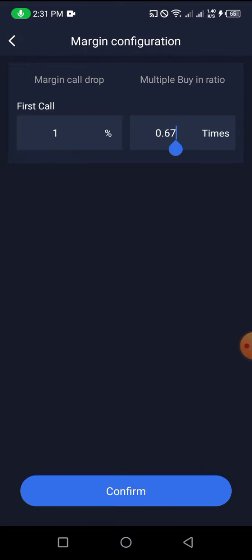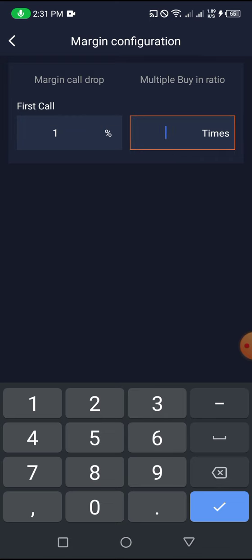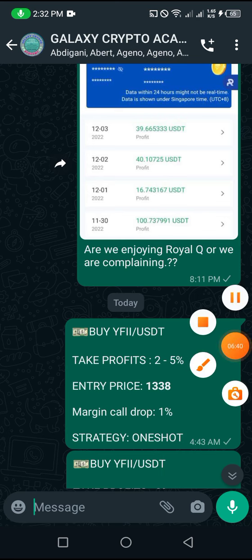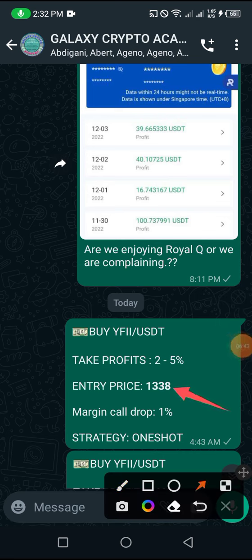And then on the number of times I want the robot to buy. Remember, my first buy-in amount is $100, meaning I want the robot to pick my $100 and buy this coin once the price drops to 1,338 as it is in the signal, right? If you can check here, this is it. This is what I'm talking about. My entry price is 1,338. So what I want is for my robot to pick $100 to buy this coin once the price drops to 1,338, right?